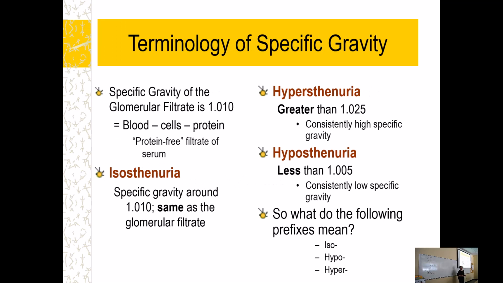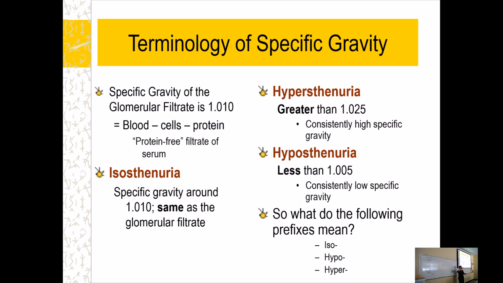So, terminology of specific gravity of the glomerular filtrate. In a normal healthy person, when that glomerular filtrate gets squeezed through under pressure at the very beginning, it is 1.010. That we call isosthenuric. Iso means the same. So if your urine that comes out at the end is 1.010, we consider that isosthenuric urine. It's the same as the glomerular filtrate.